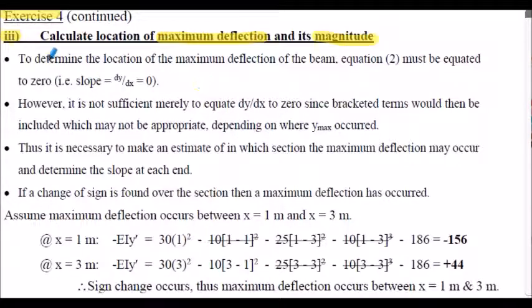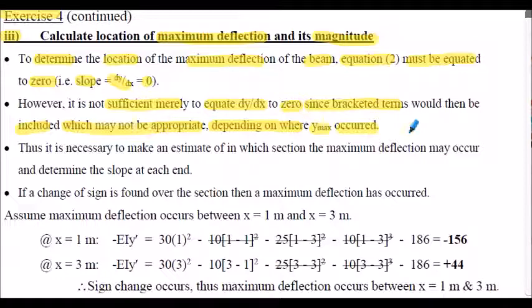So for reference, to determine the location of the maximum deflection of a beam, equation 2 must be equated to 0. Don't forget, equation 2 relates to the slope. So when the slope, the dy by dx, is equal to 0, we will actually have a maximum deflection. However, it is not sufficient merely to equate dy by dx equals 0, since bracketed terms would then be included, which may not be appropriate, depending on where y max occurs. Where does the maximum deflection occur? We know with these step functions, if the numerical value inside the bracket becomes negative, we ignore them.